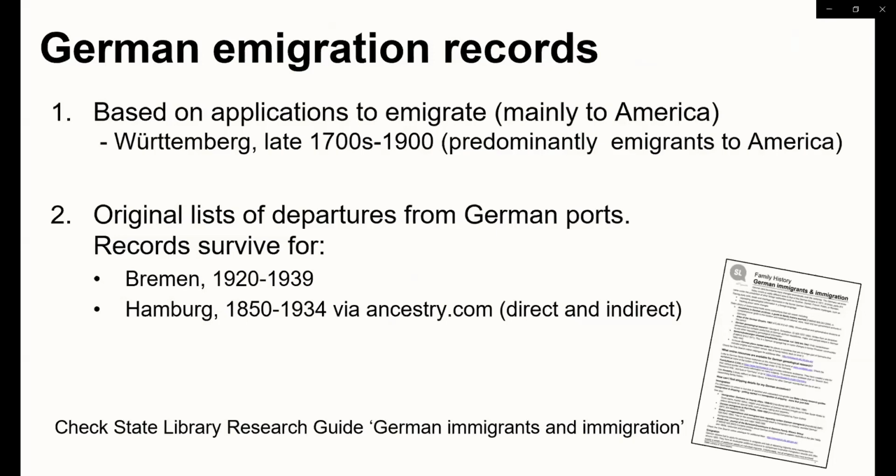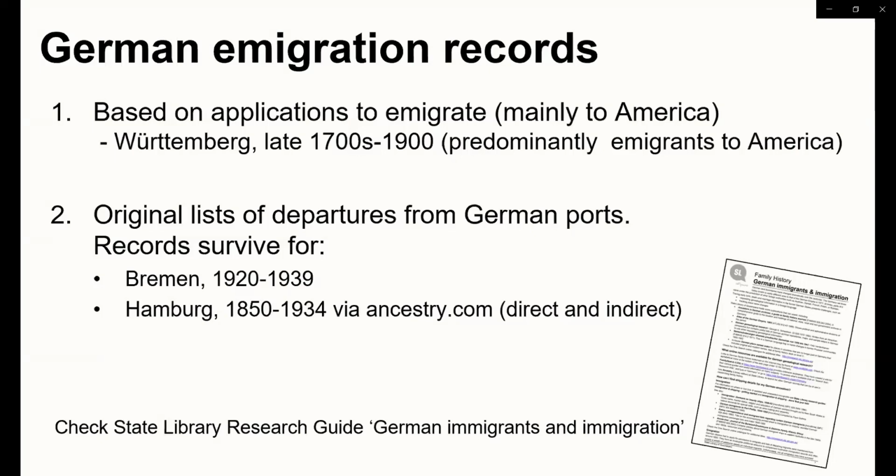German emigration records are a very useful additional resource for our research. There are two types. First, based on applications to emigrate. It was quite common for German states to require their citizens to apply for permission to emigrate. A fairly well-known example is the Württemberg list, dating from the late 1700s to 1900. These records do not include dates of voyages or ship names. They mostly cover departures to the US, and not all those listed actually migrated.